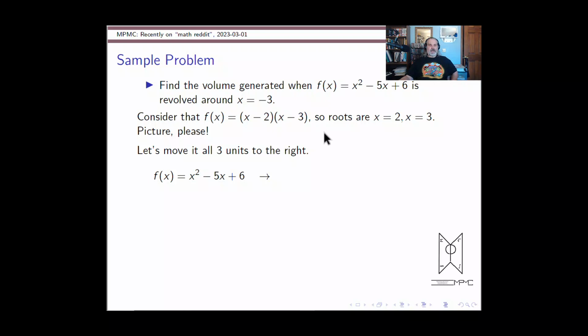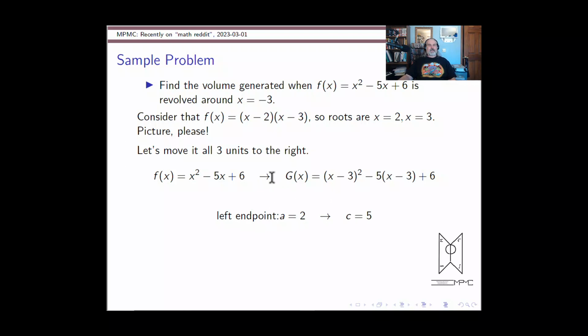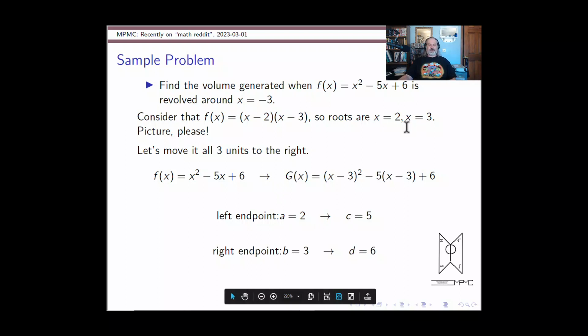So let's take our function f of x and let's translate it 3 units to the right. Well, there it is. Every instance of x is just replaced by x minus 3. The left endpoint, which was originally x equals 2, now bumps up to 5. The right endpoint, which was 3, now bumps up to 6. The axis of revolution that used to be x equals negative 3 has now bumped up to the y-axis.